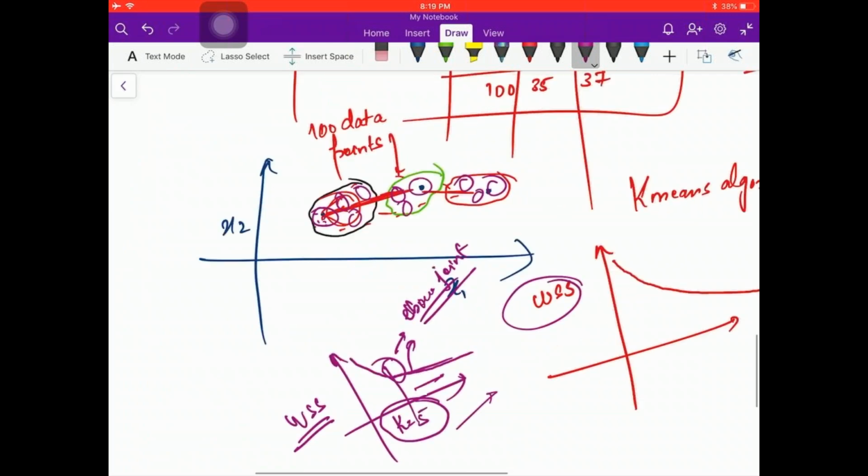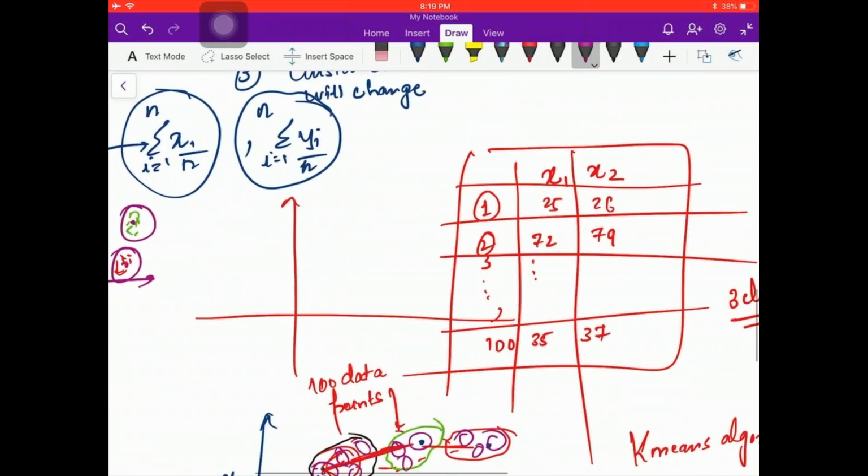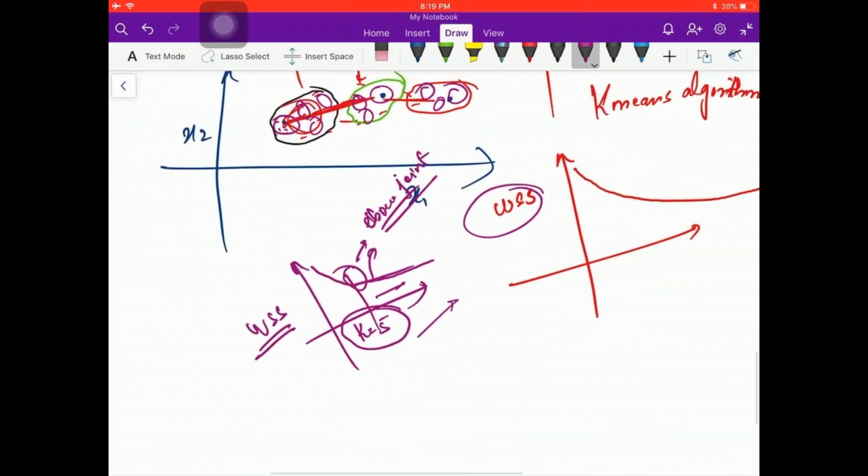Is this clear? Can you explain again one more time? I missed it. Which part? The within sum of squares, the elbow joint. Okay, the elbow joint.